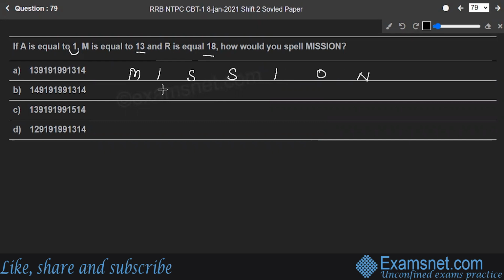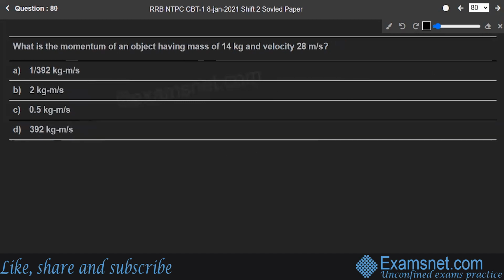MISSION. The position of M is 13, I is at 9, S is at 19, 19, I is 9, O is at 15, and N is 14. So that means 13, 9, 19, 19, 9, 15, 14. The correct answer to the question is option C. Hope you understood this. Next is question number 80.